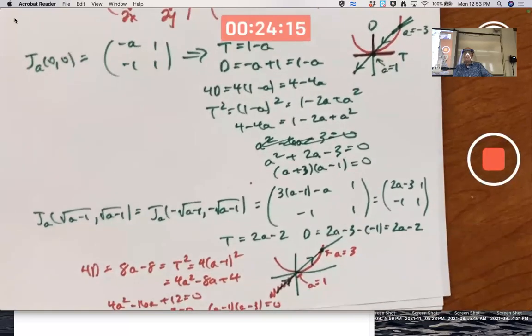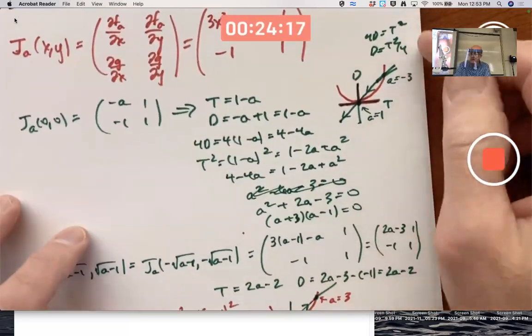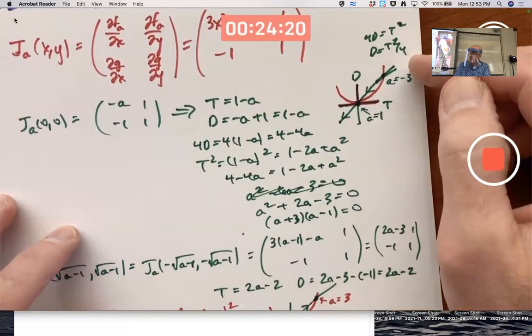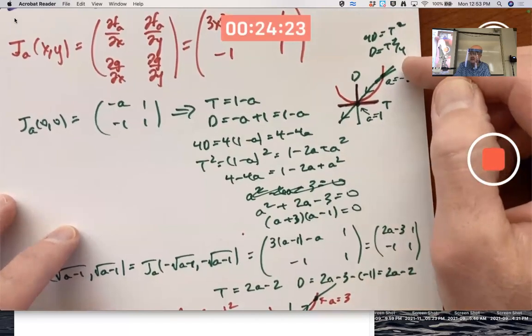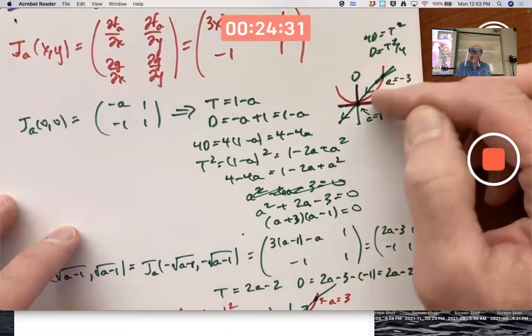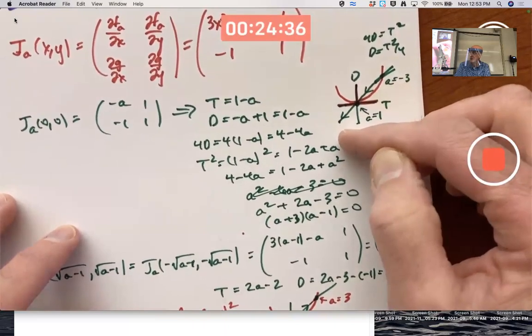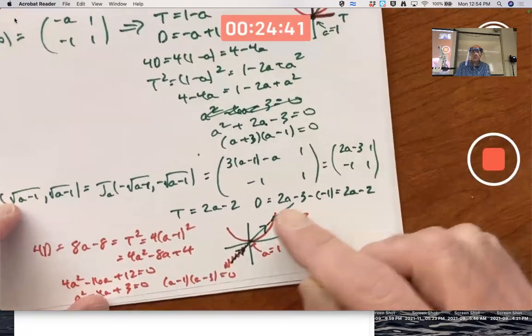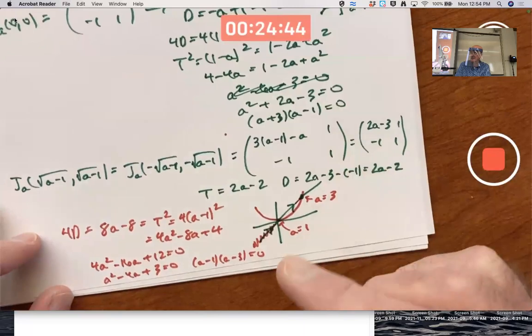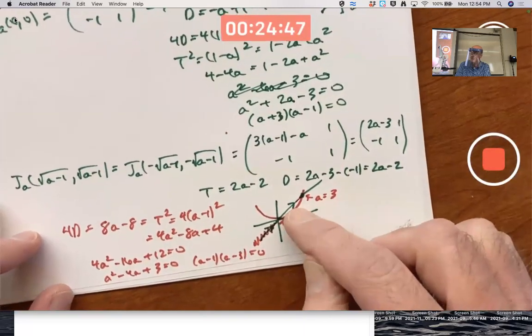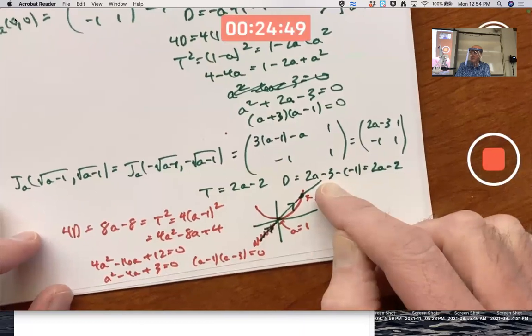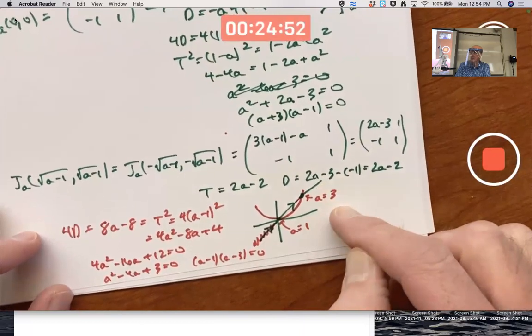So with the origin, we got a spiral, or excuse me, a real source when a is less than -3. I'm not going to write this down, but just say it. When a is between -3 and 1, we've got a spiral source. And when a is bigger than 1, we got a saddle point at the origin. With these 2 points, their Jacobian matrix is the same, so their classification is the same. It's a real source, a spiral source at first, and then it changes to a real source once we get past 3.